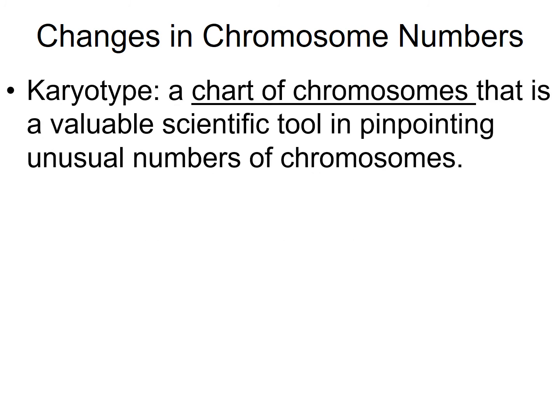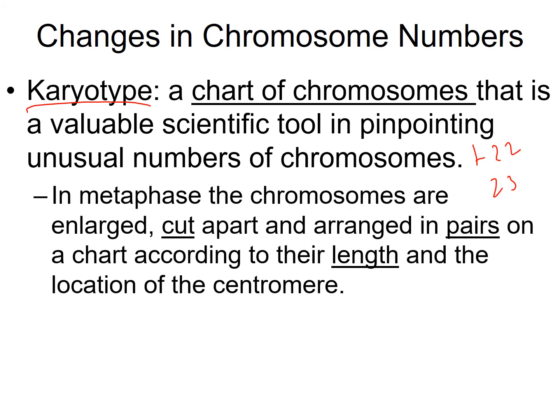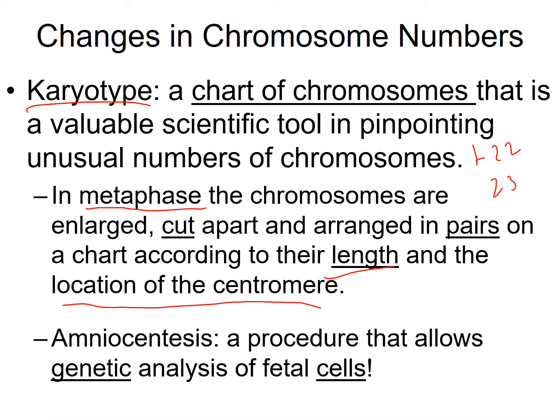Now, changes in the chromosomes. Remember, the karyotype is the chart of chromosomes. Again, 1 through 22 is autosomes, and number 23 is sex. In metaphase, the chromosomes are enlarged, cut apart, and arranged in pairs on this chart, according to their length, and that's where we put the location of the centromere.